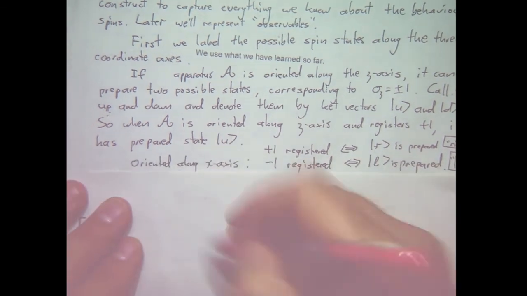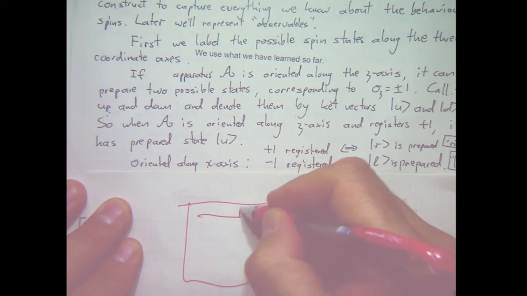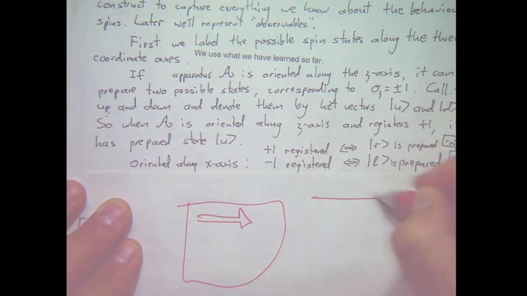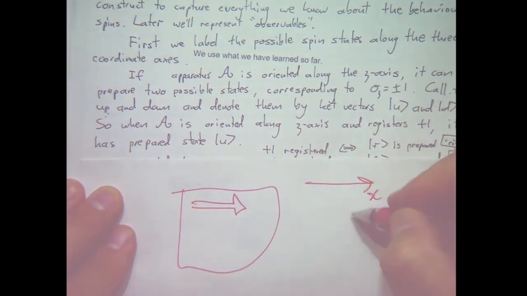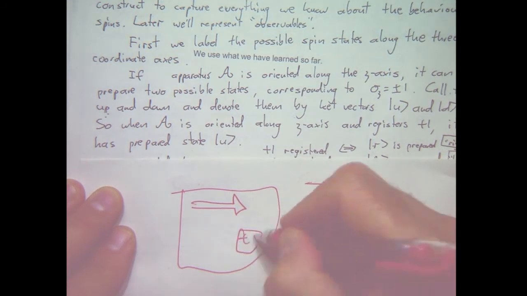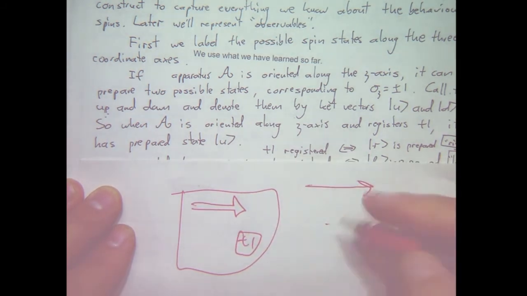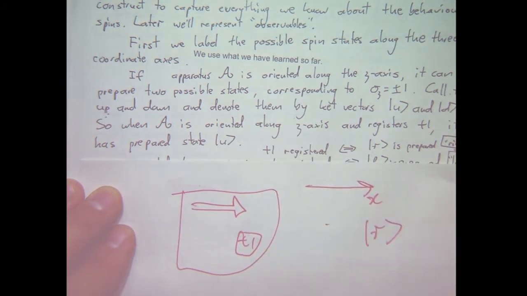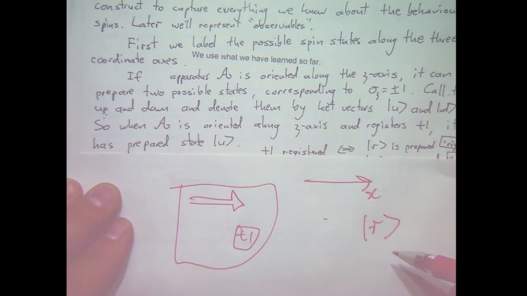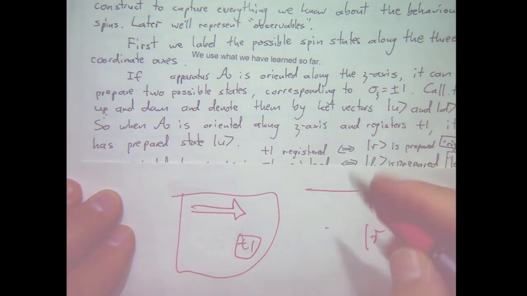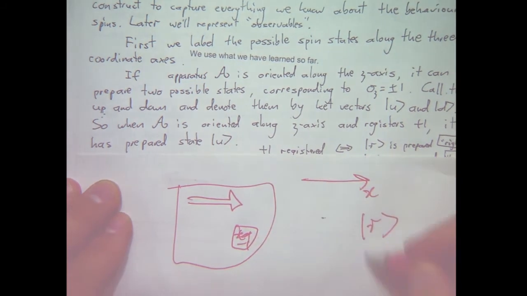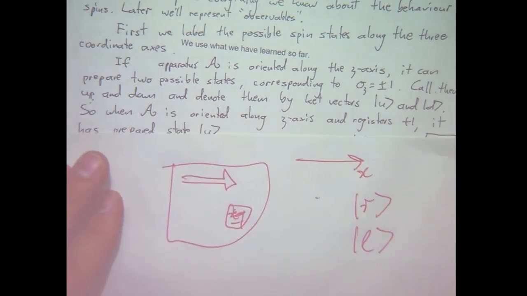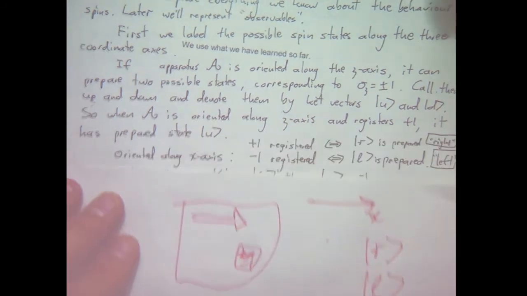Now, if we orient the apparatus along the plus x direction, there's x now, and we get a plus one, we'll call this state the R state, the R ket. That's R for right, okay? And if we get a minus one, we'll call it left, the left ket. Okay?